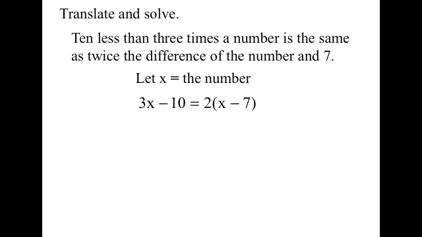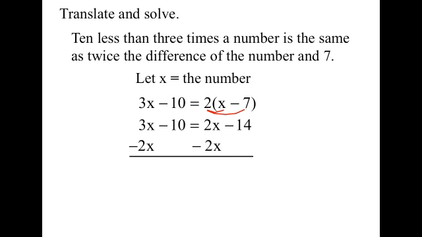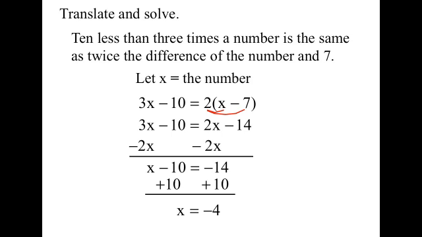All right, so now what would we do first? That's right, we're going to distribute. Now, take a minute, isolate your variables to one side, and stop the recording and finish up the problem. Okay, now check your work. I'm subtracting 2x from both sides. I'm adding 10 to both sides, and I get x equals negative 4.